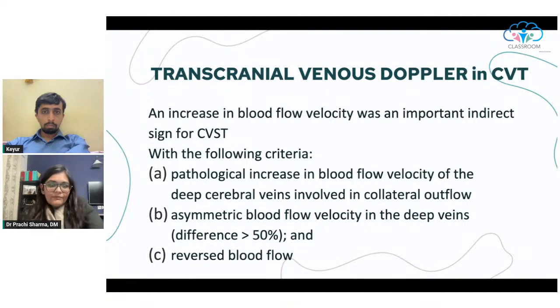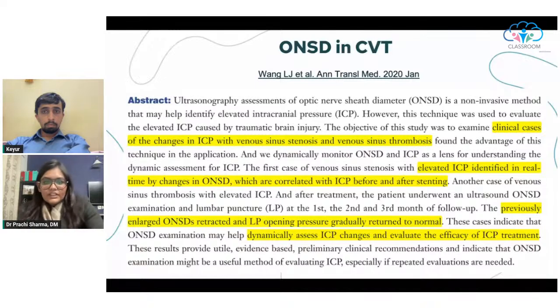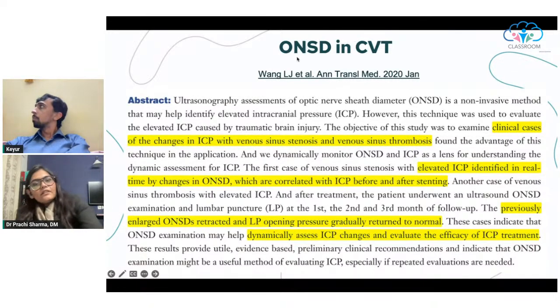If there are paired deep veins, there will be an asymmetry of the blood flow velocity, usually more than 50%, and there may be a reversal of blood flow in the collateral venous circulation. Similarly, optic nerve sheath diameter can be utilized in CVT cases. Again, there are only case reports highlighting the use of ONSD. So ONSD can be used as a dynamic indicator of elevation of ICP.